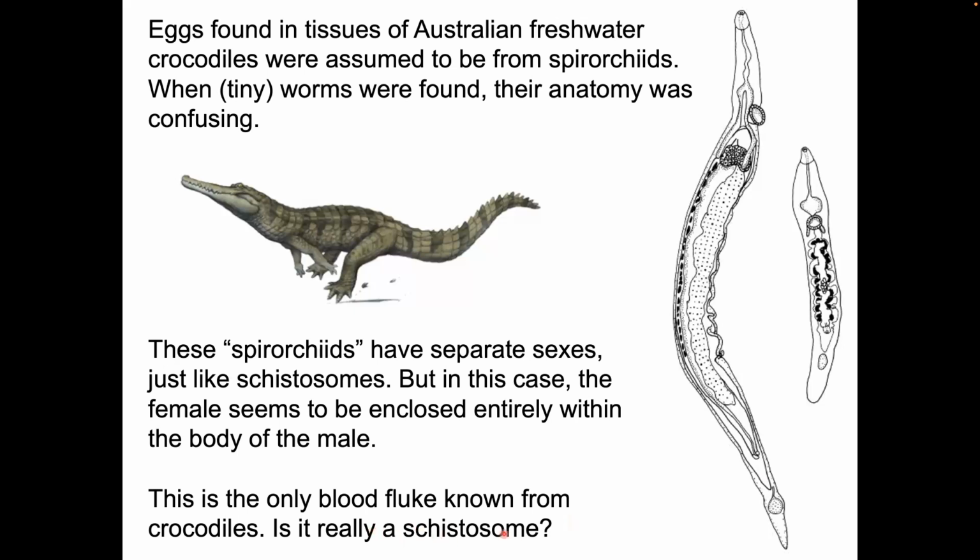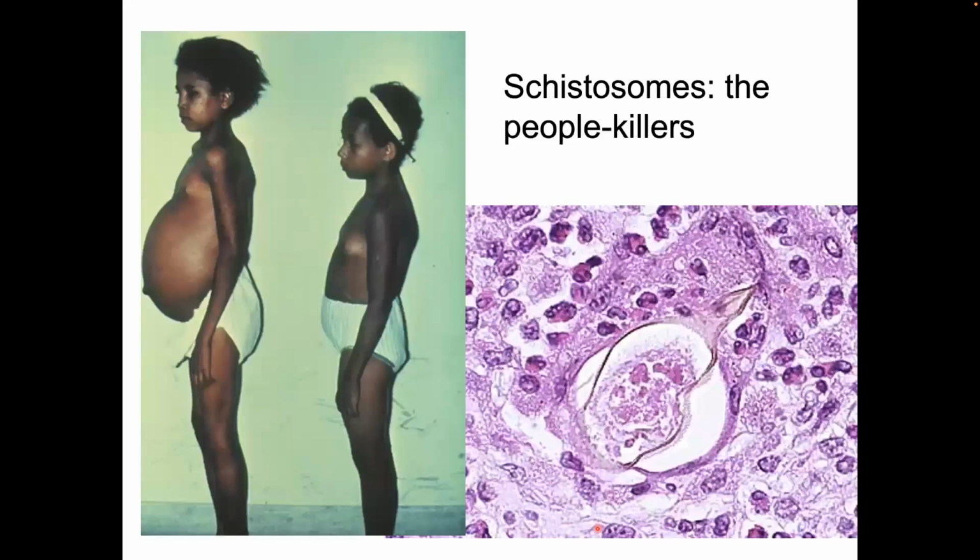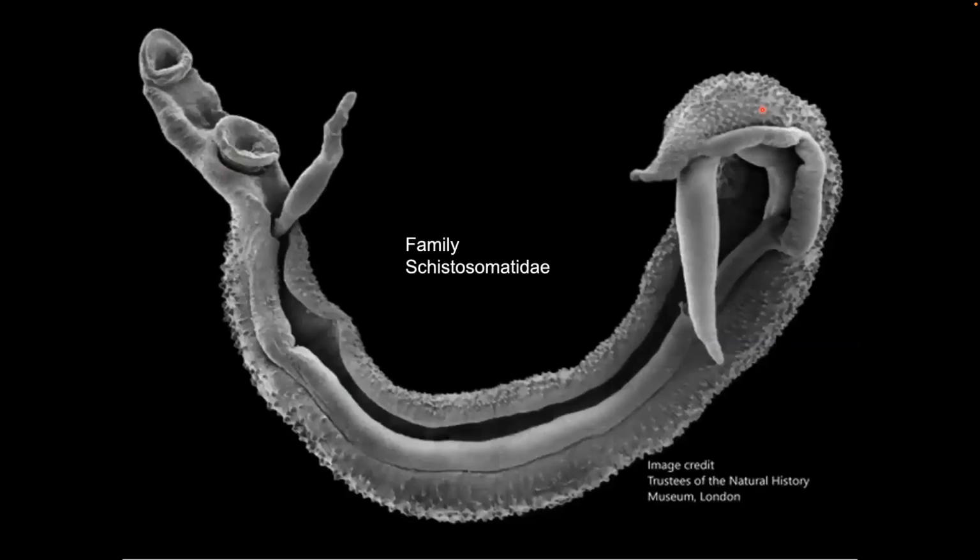So I said here, is it really a schistosome? Well, actually, we have no idea where it belongs. So this will be work for people to do in the future. And of course, schistosomes. Well, Apocalids kill fish, spirochetes kill turtles, schistosomes kill people. You all know that. You all know the causes and the disease that they cause. So I'm not going to talk about that in much detail.